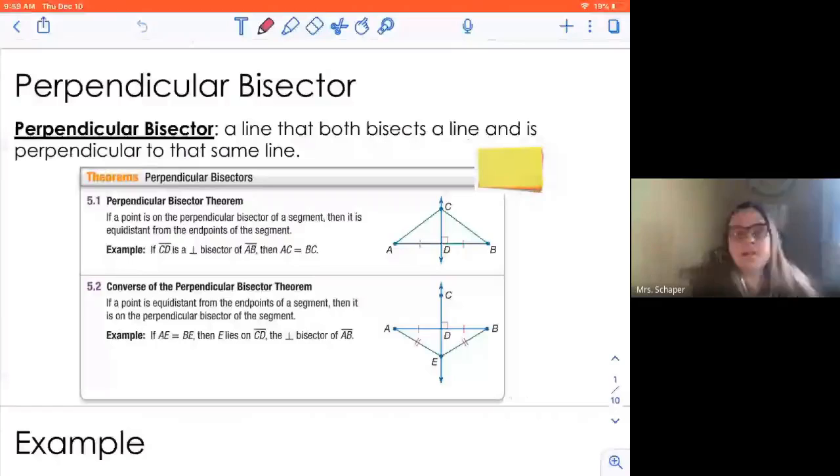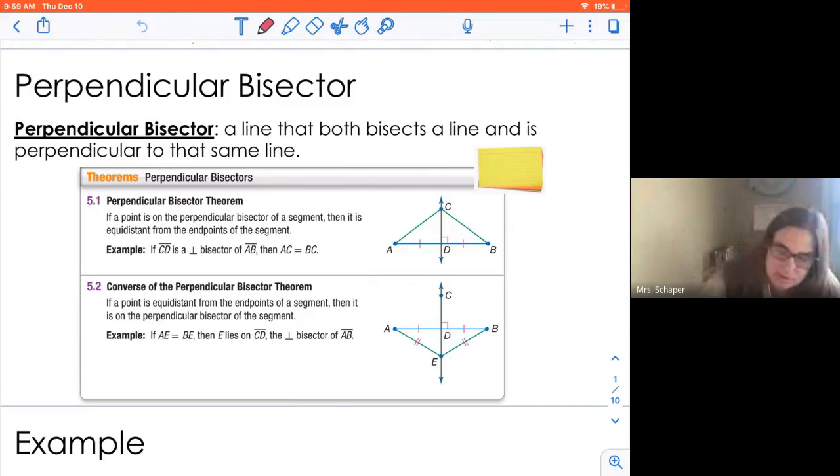A perpendicular bisector is a line that cuts another line in half and forms a right angle. Okay, perpendicular, right angle; bisector, cuts in half. Very well written out.